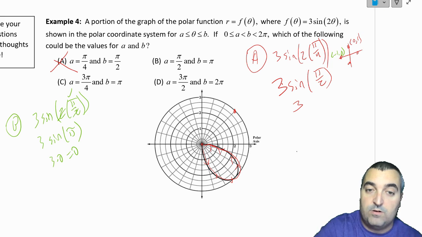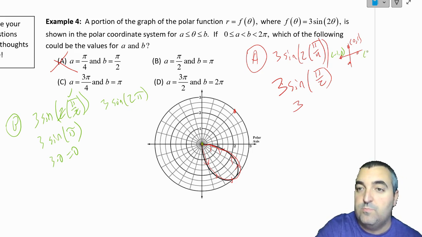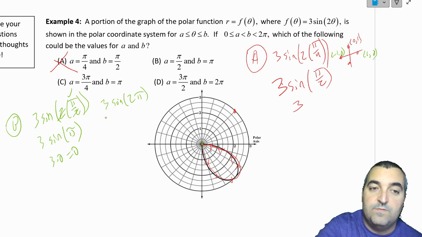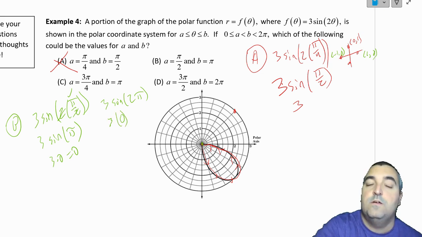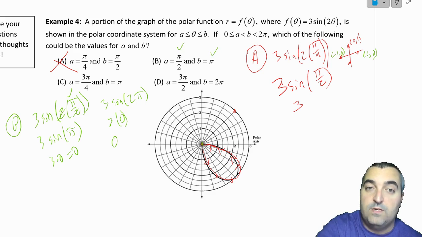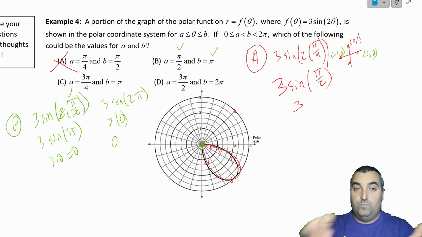This one's a check mark, because if I go at pi halves at 0, I'm right there. Then I can plug in pi. Now we get 2 pi when we plug that in, and 2 pi will give us this point right here, which also gives us a 0 for sine, which means we get a 0, which is what we wanted. So both of these work, where we end up with points right back at the pole. We want both the endpoints to be at the pole.